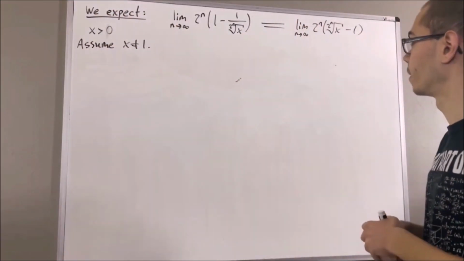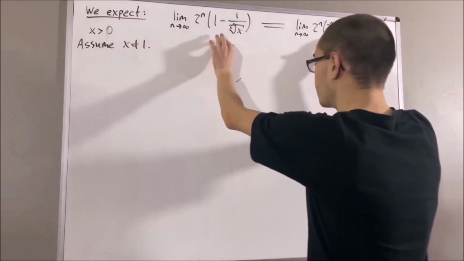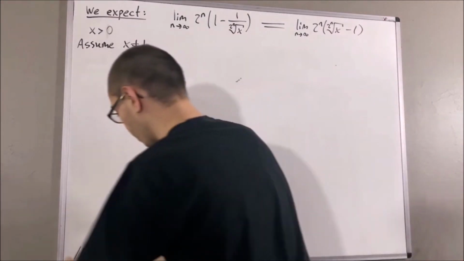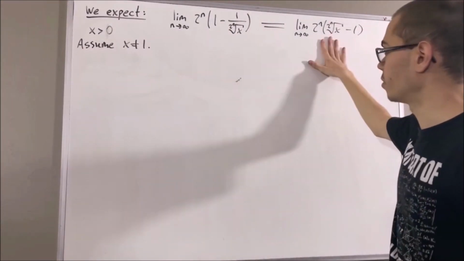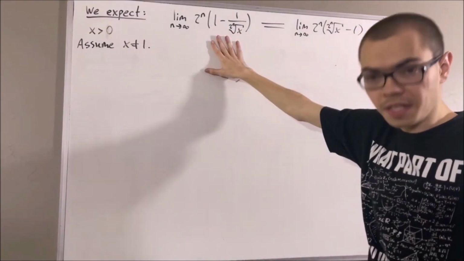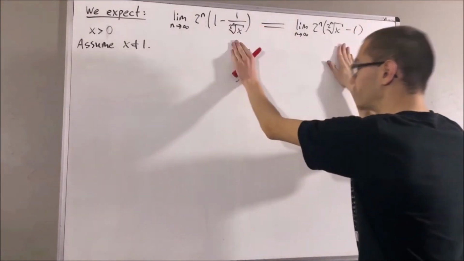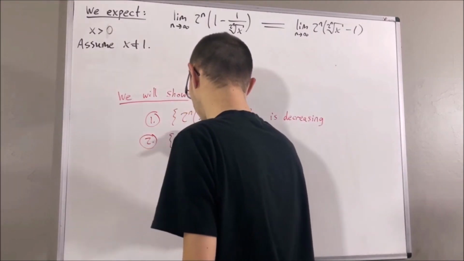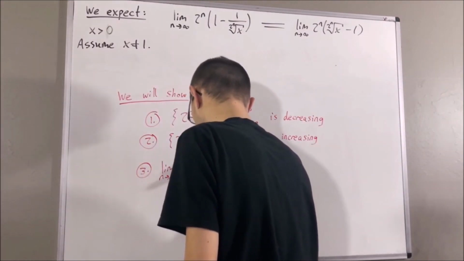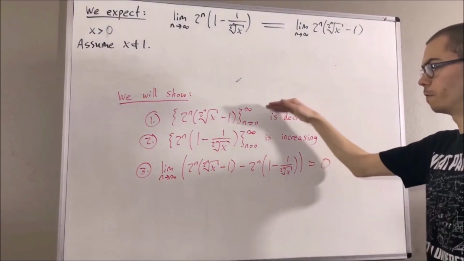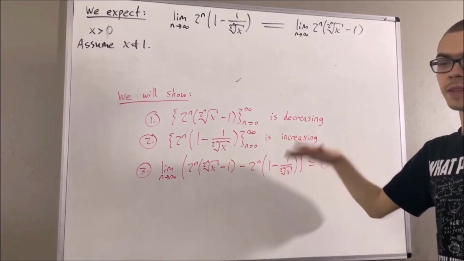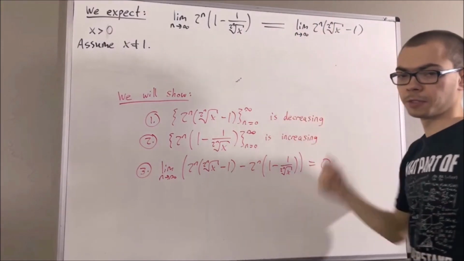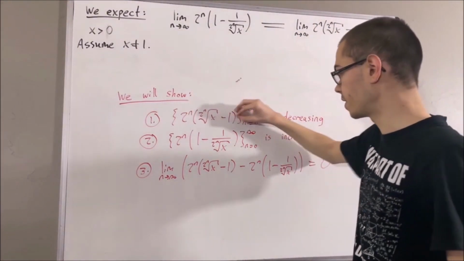because that's where things are interesting. So to prove that these two sequences converge and converge to the same value, it suffices to prove 3 things. We want to prove that this sequence is a decreasing sequence, this sequence is an increasing sequence, and the limit of their difference converges to 0. So we're going to prove these 3 things. If we can do that, then that's enough to say that these two sequences converge and furthermore converge to the same value. So let's first prove that this sequence is a decreasing sequence.